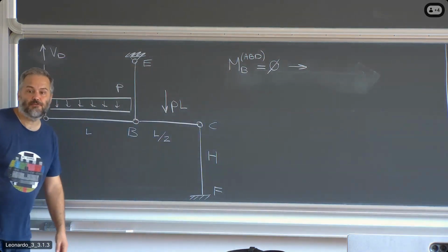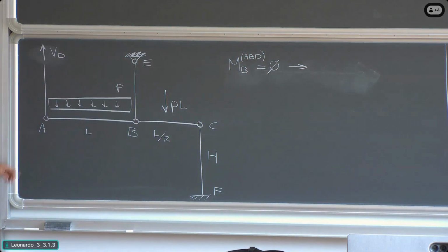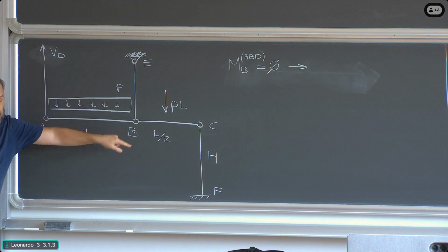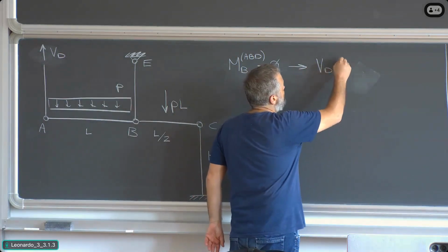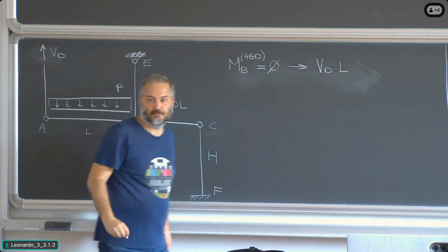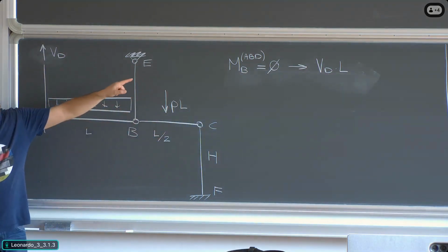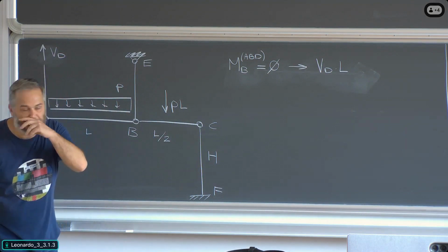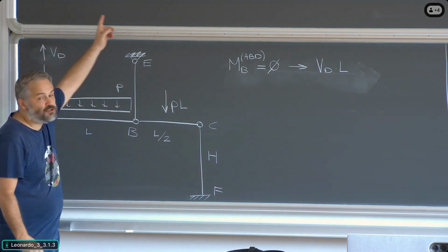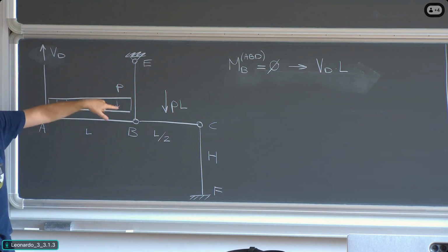What are the contributions to this equation? There is the contribution of VD, who is vertical, and whose distance from point B is L. So I'm simply going to put here VD times L. And by putting a plus sign there, I'm implicitly assuming, I don't have to write it, that the rotation induced by VD, which is clockwise, is positive.